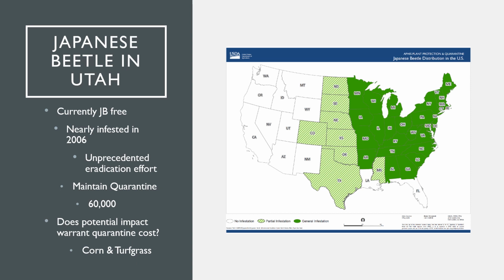Since that time, the Utah Department of Agriculture and Food has maintained a quarantine against Japanese beetle, costing about $60,000 annually. At the request of the department, our study seeks to answer the question of whether the potential impacts of the Japanese beetle on Utah agriculture warrant this continued expense. Though the Japanese beetle does pose a threat to all of Utah agriculture with its large list of potential host plants, due to time and data constraints, we have focused our efforts on calculating the impact to corn and turf grass in Utah.